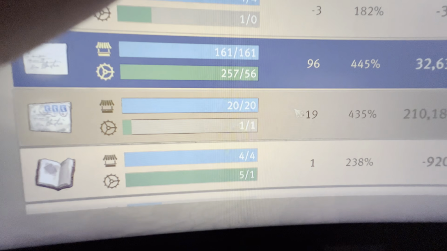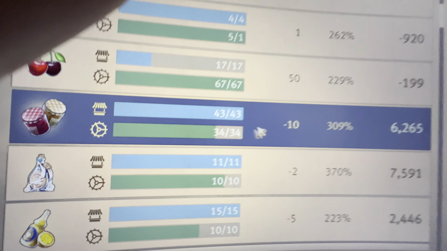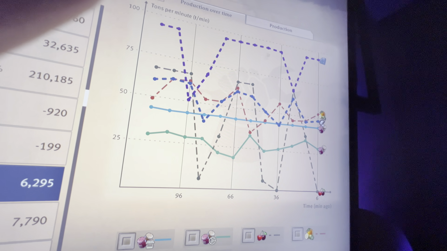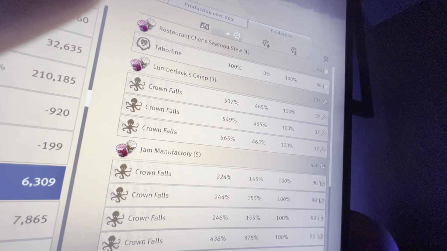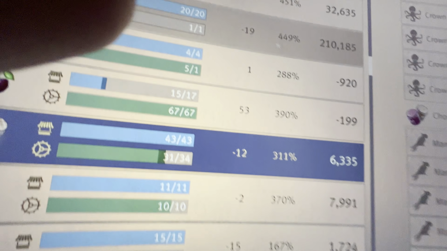And then look at this one. Look how little I'm making. And look at that graph. There is none. And then you have the jam. Shut up. And look at the jam. What is that? And then you have all the annoying things. Even that's not enough to satisfy those damn tourists.